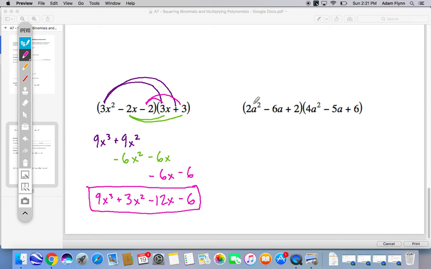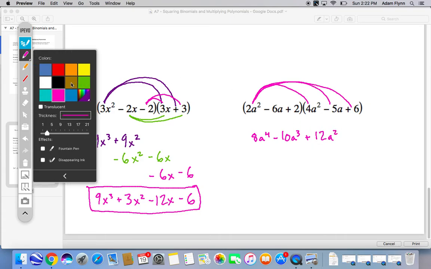So I'll take my first term over here and multiply it by every term in my other polynomial. So I have 2a squared times 4a squared, which is 8a to the fourth. 2a squared times negative 5a, which is negative 10a cubed. 2a squared times 6, which is 12a squared. So I'm done with this term.